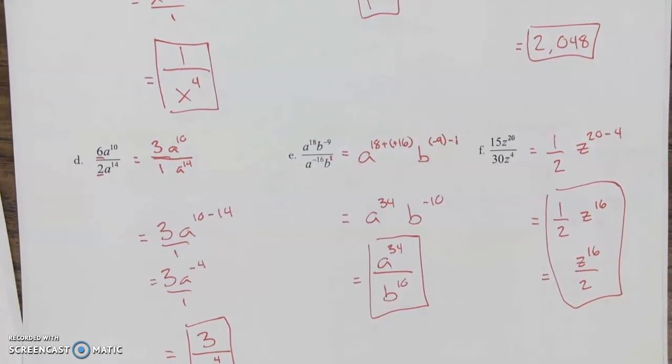And that's objective 39 and 40, the product rule and the quotient rule.